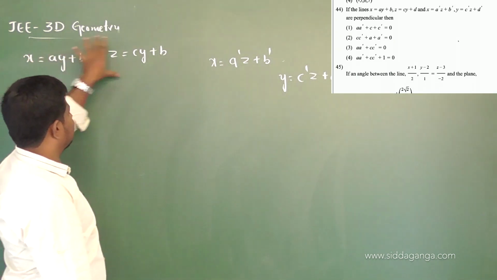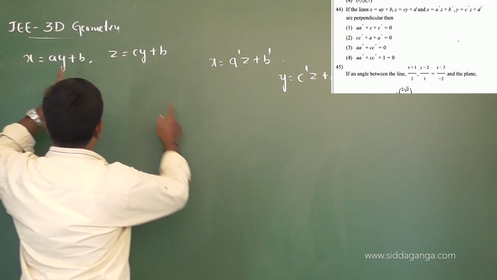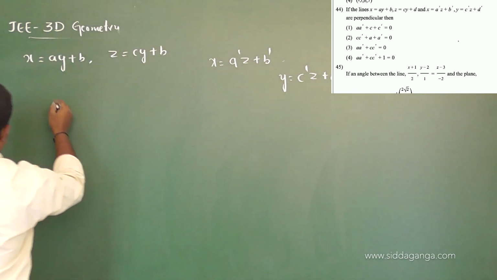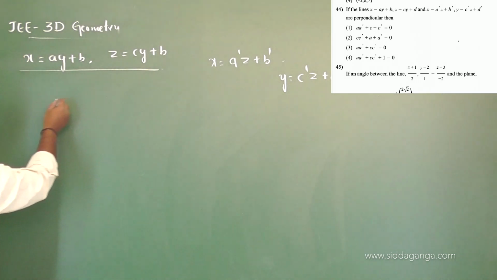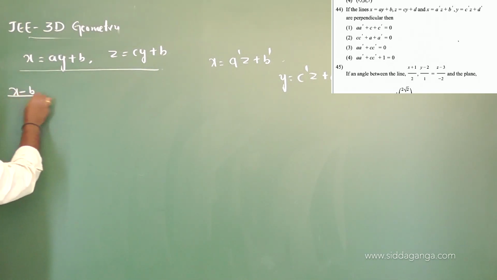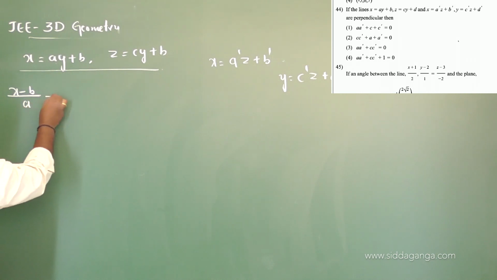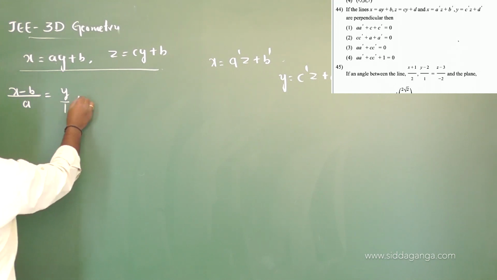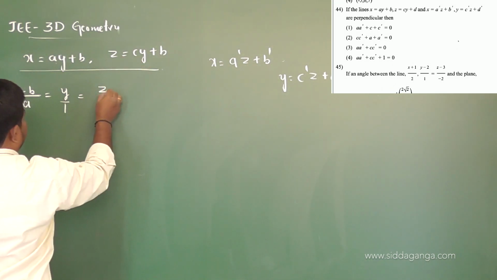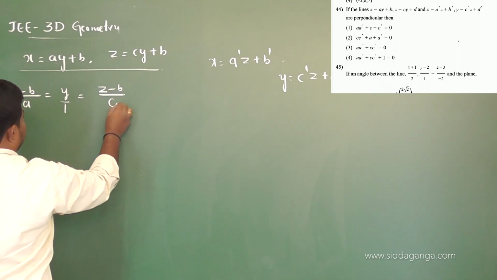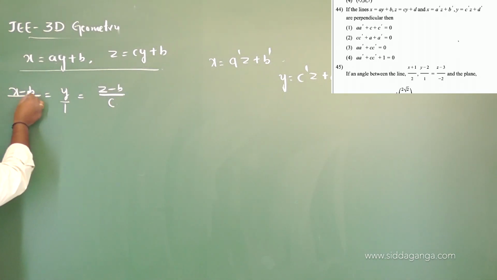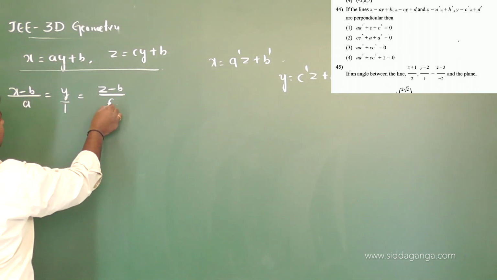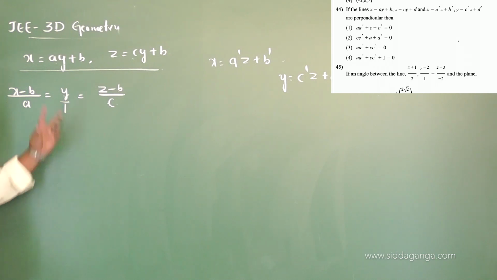So these two together give a single equation, and these two also together give a single equation. Let me write the equation. I can write these two as x minus b by a is equal to y by 1, that is equal to z minus b by c. See, x minus b is ay, so you get this, and here cy is equal to z minus d, you get this. So from these two you get an equation.